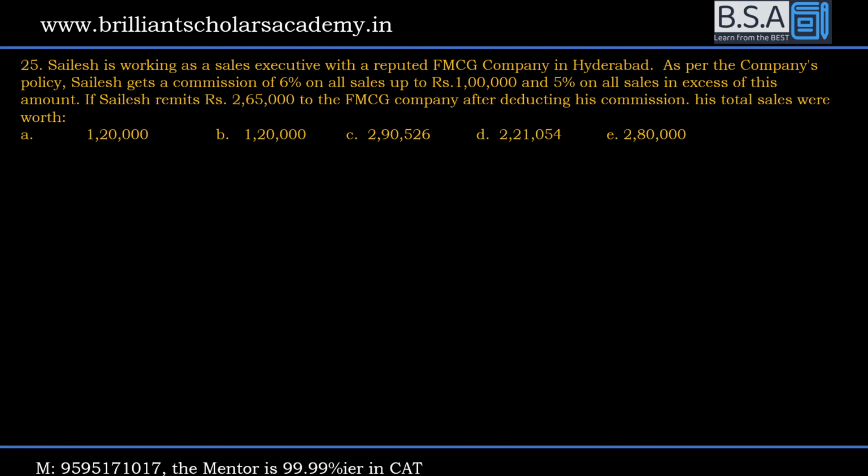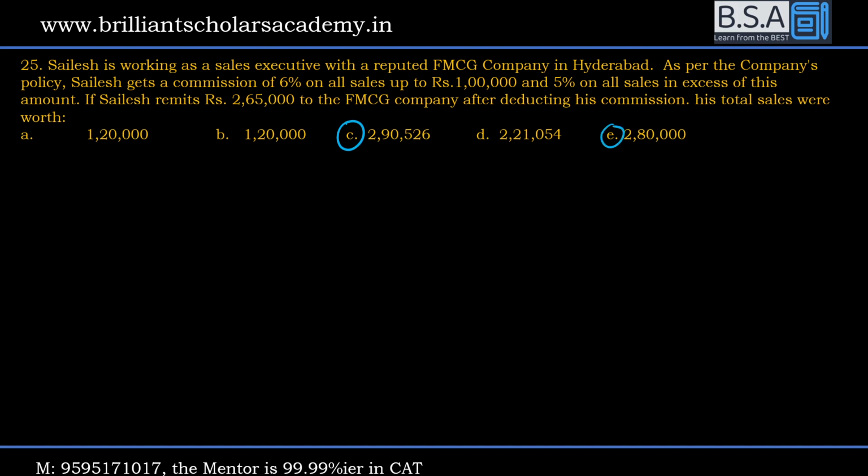When he is remitting the money to the company after taking away his commission, can I say his sale must be more than the money he is giving to the company? He is earning 6% on some amount, and then he is earning 5% after that. So can I say the money he is giving to the company is after taking away commission? So his sale must be more than what he is giving to the company. How many options are more than 2,65,000? Two. So either this is the answer or this is the answer.